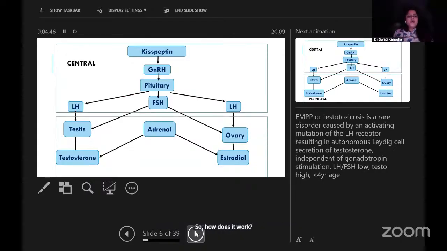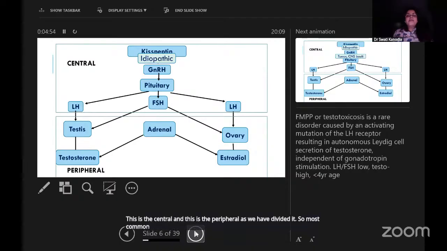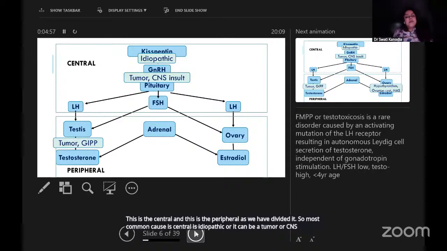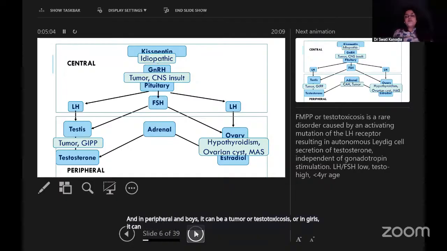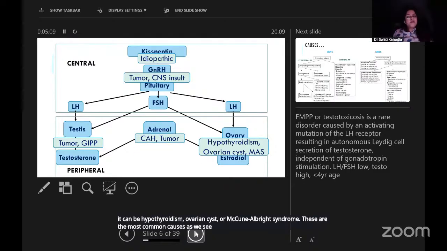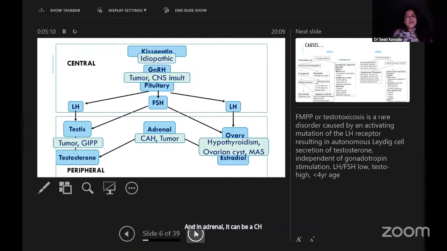I will just show you. So this is the central and this is the peripheral as we have divided it. Most commonly, central is idiopathic, or it can be a tumor or CNS insult. In peripheral, in boys it can be a tumor or testotoxicosis, or in girls it can be hypothyroidism, ovarian cyst, or McCune-Albright syndrome. These are the most common causes as we see. And in adrenal, it can be CAH or tumor.